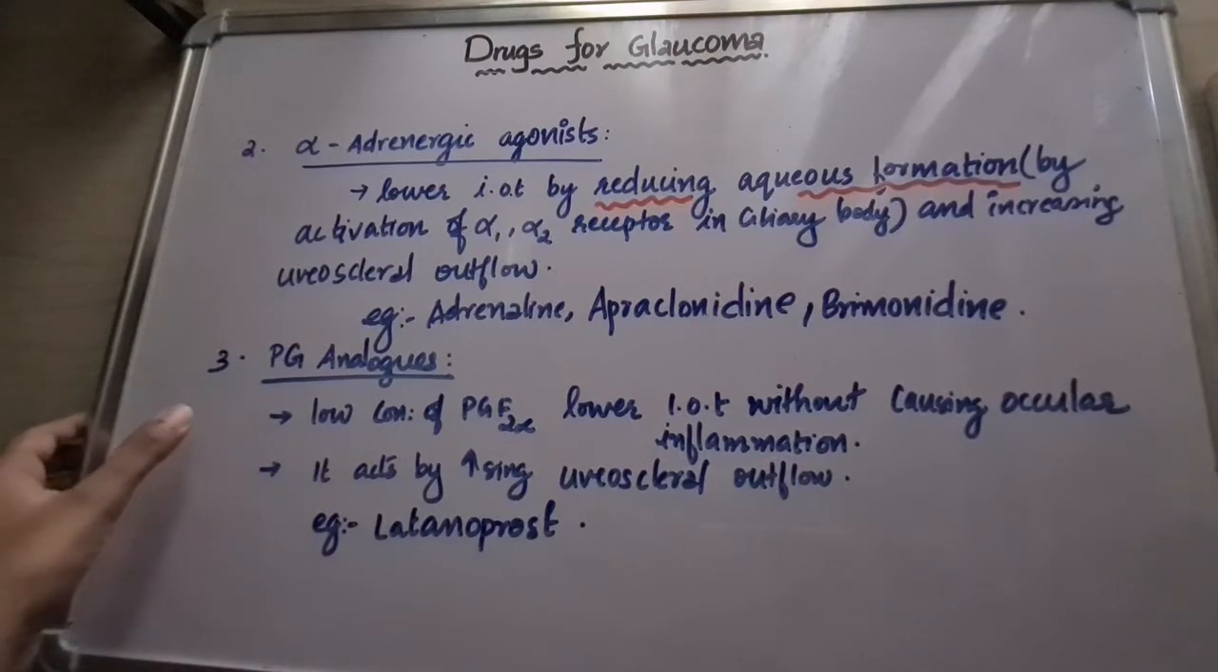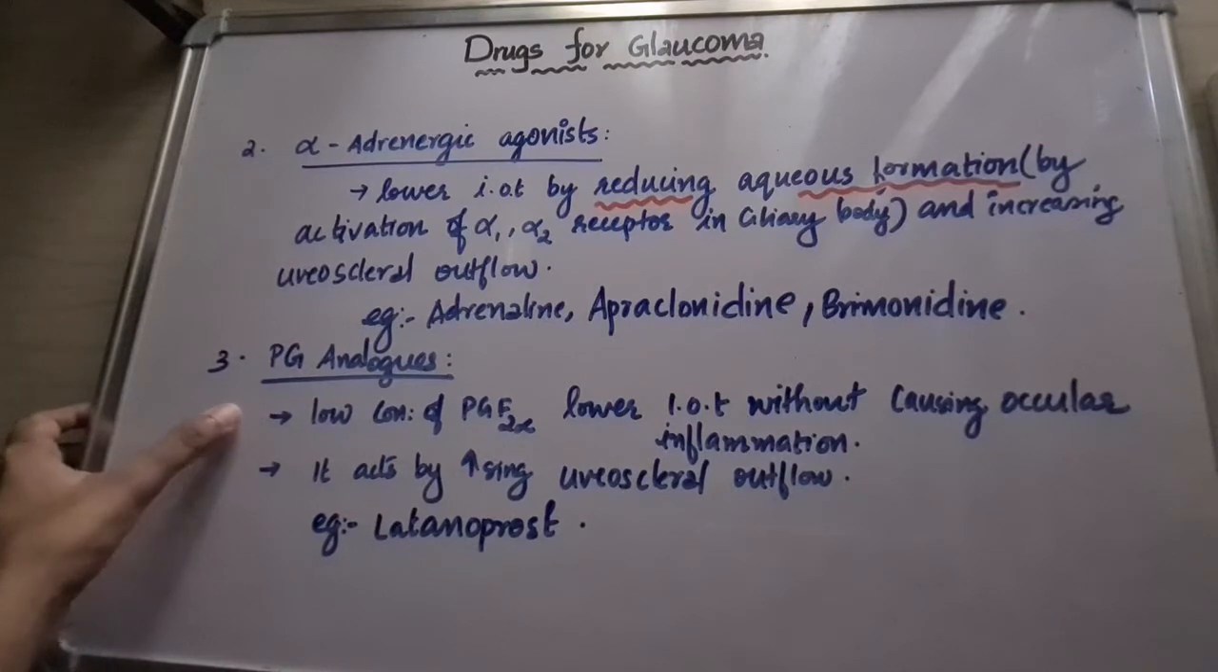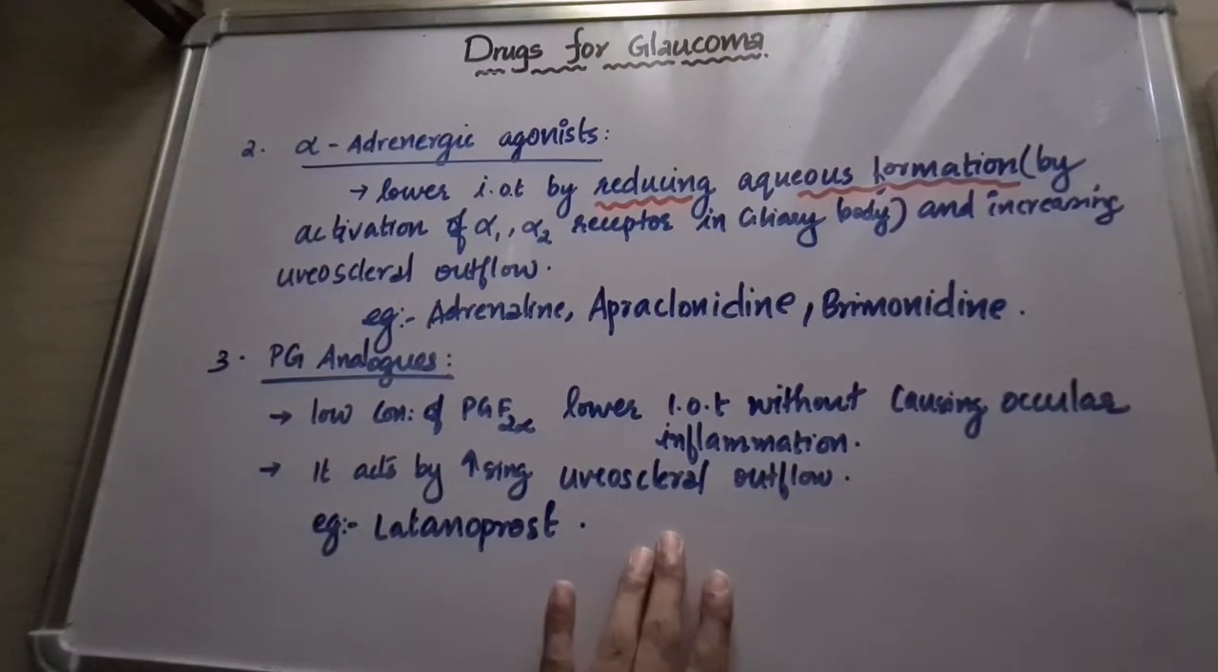Third one is prostaglandin analogues. With prostaglandin analogues, low concentration is preferred. That is, a low concentration of prostaglandin F2 alpha lowers intraocular tension without causing ocular inflammation, and it acts by increasing uveoscleral outflow. An example is latanoprost.